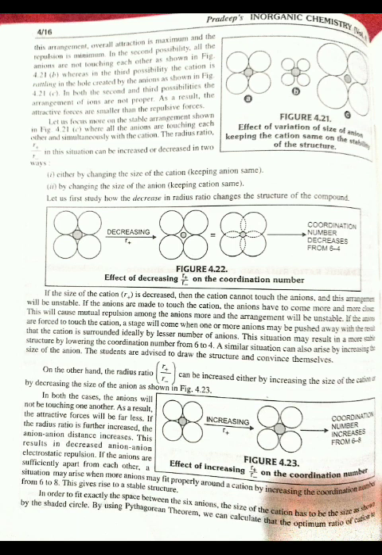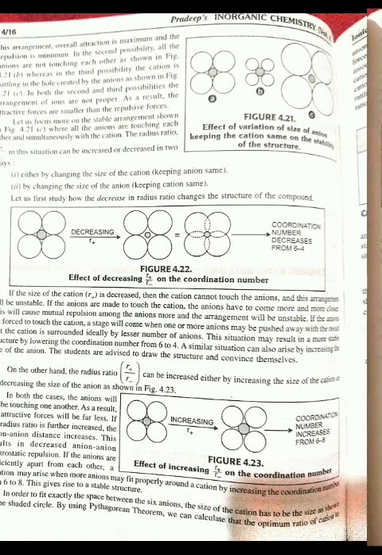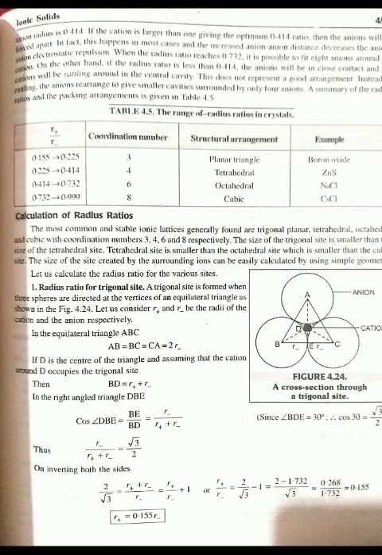By using the Pythagorean theorem, we can calculate that the optimum ratio of cation to anion radius is 0.414. If the cation is larger than the optimum 0.414 ratio, then the anions will be forced apart. In fact, this happens in most cases, and the increased anion distance decreases the anion electrostatic repulsion. When the radius ratio reaches 0.732, it is possible to fit 8 anions around the cation.